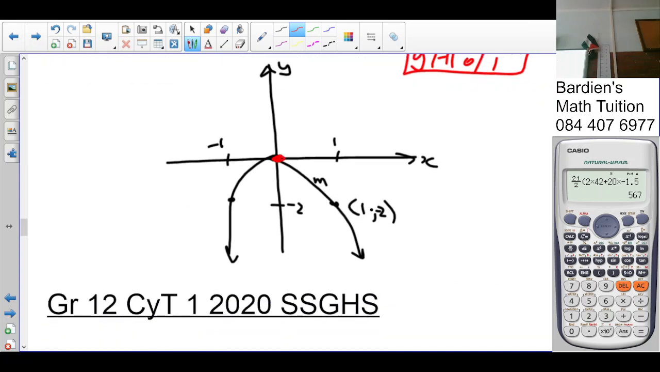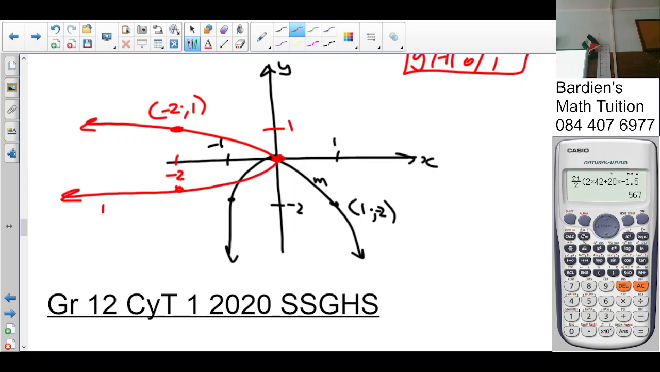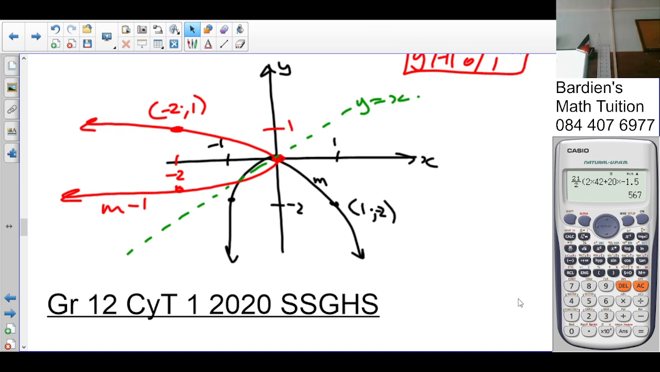Taking that into account, 0 and 0 remains 0 and 0. 1 and negative 2 becomes negative 2 and 1, which is approximately there. And then negative 1 and negative 2 becomes negative 2 and negative 1, which is approximately there. So I'll write this in, negative 2 and 1. Again, just write 1 point in there, and that is your inverse. Remember, the inverse is always a reflection in the line y equals x. Okay, so that gets you 4 marks.